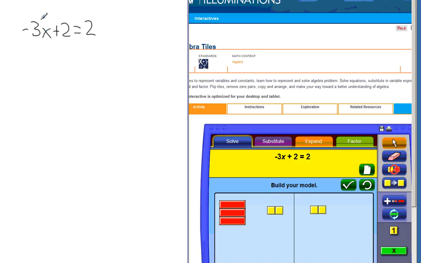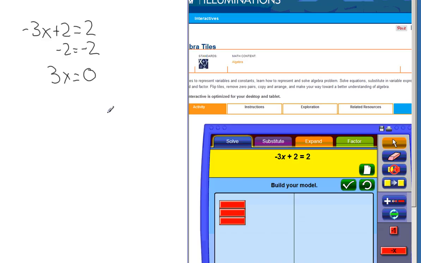But we want a way to show it. So what we're going to do is go over to our model at the right, and we're going to bring in negative 2 to both sides to cancel and create 0 pairs. When we bring in the negative 2 to both sides, we end up getting those 0 pairs, which are just going to cancel and disappear.